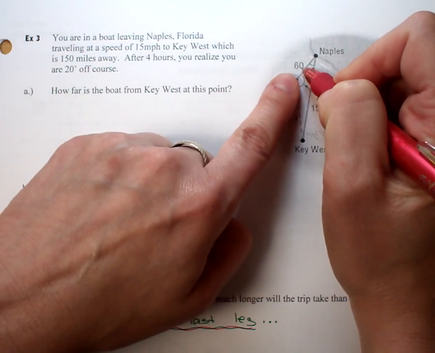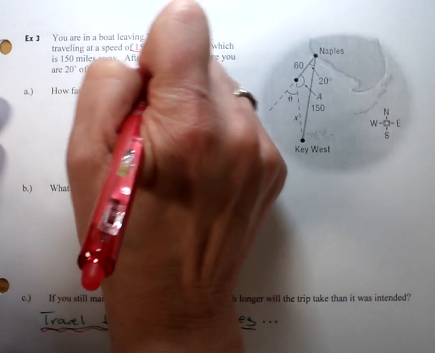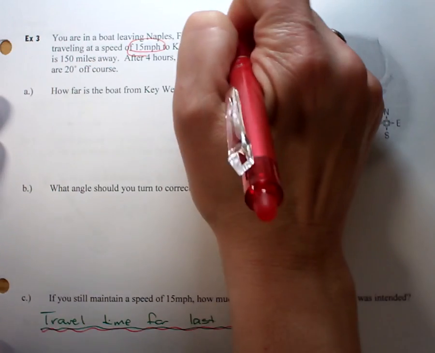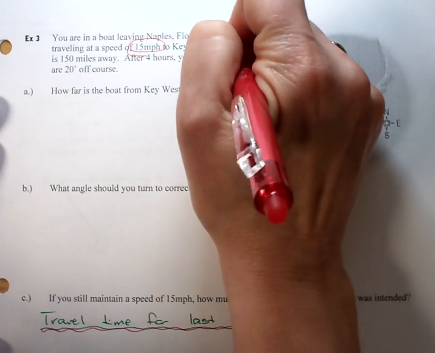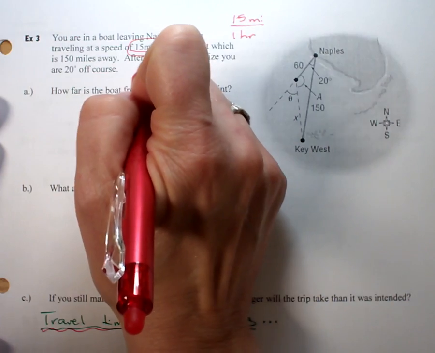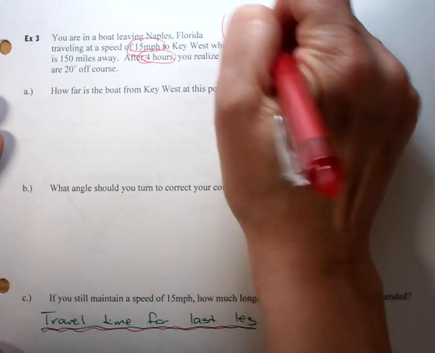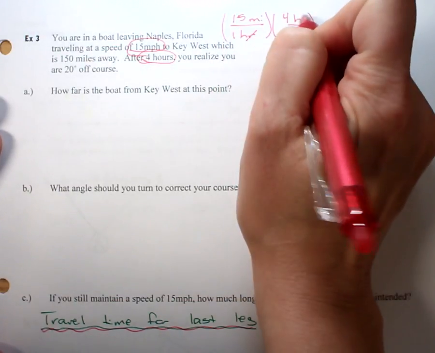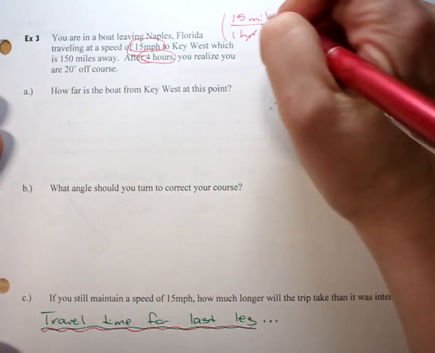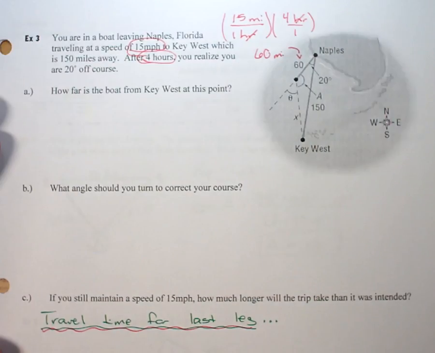Now, where does this 60 come from? This 60 comes from the fact that my boat is traveling 15 miles per hour. You can even put in the 1 if we want. And it takes me 4 hours to figure out that I am not going the correct direction. So there's my 4 hours. My hours will cancel. That gives me my 60 miles right there. Okay? I think it's good to know where those numbers came from.